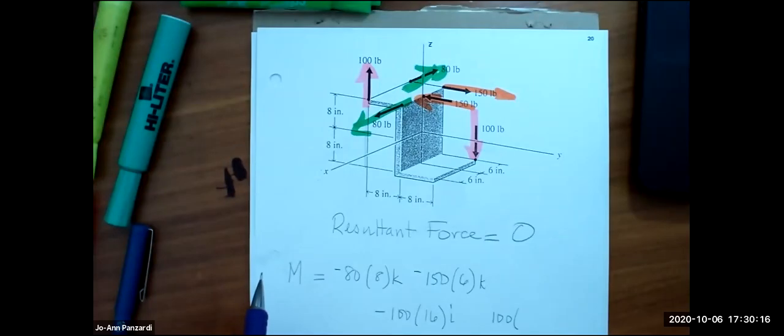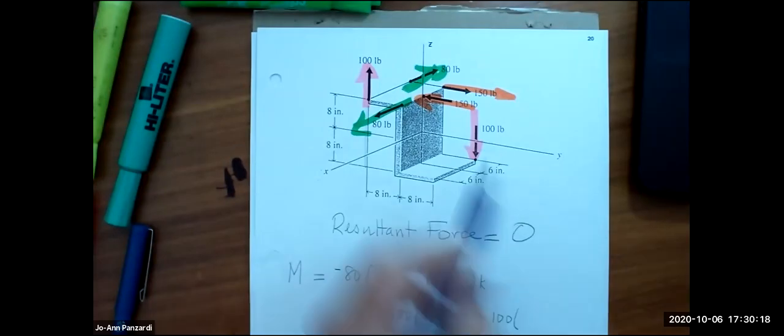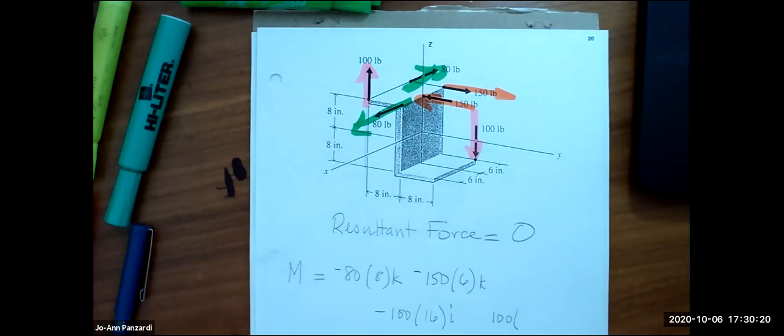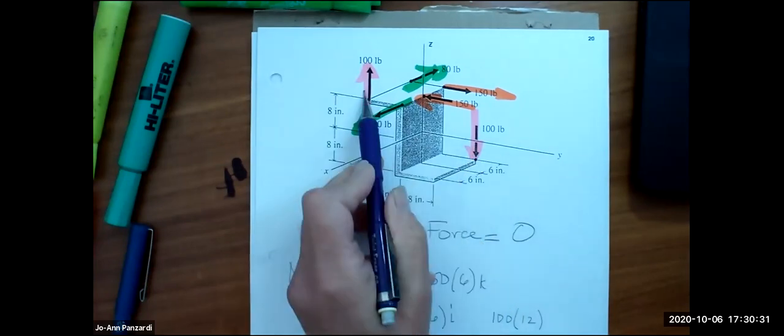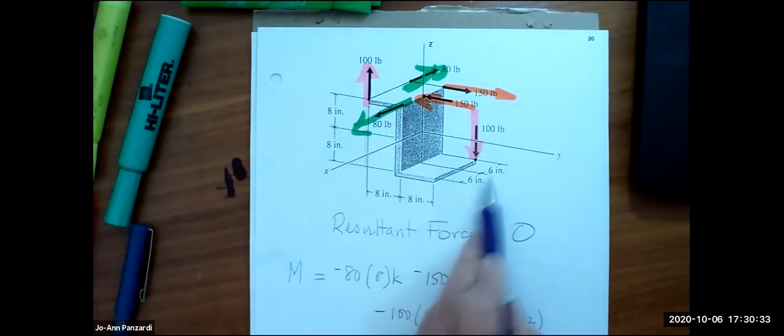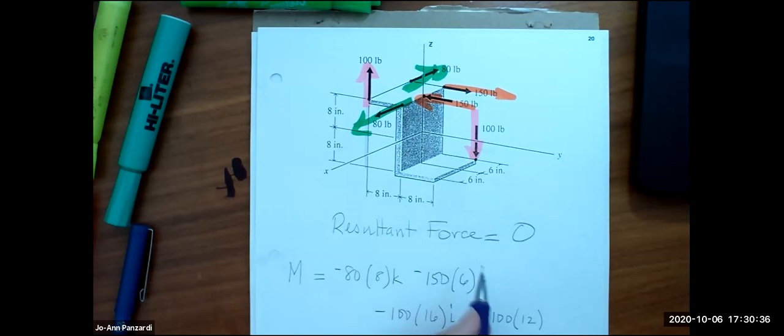Wait, hold on. I have a question. It doesn't create a moment about the Y? I'm going there now. You got the next question. Does the 100 create a moment about the Y too? Yes. 100 times what's the perpendicular distance? Now it's really 12 inches, right, because the forces are in the Z. We're trying to find the moment about the Y, and the perpendicular distance is in the X. Positive or negative? It is going to be negative.